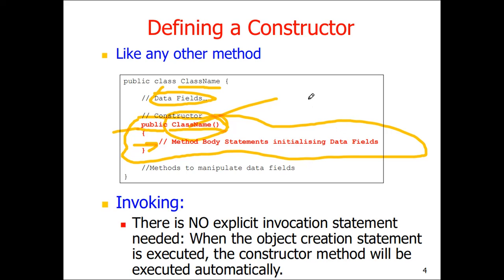And we don't need to call it, because there is no explicit invocation statement. We don't have to call it like a dot something, b dot something. We don't have to call it. It is called automatically when the object is created. Remember that.